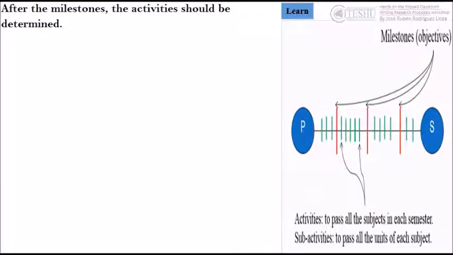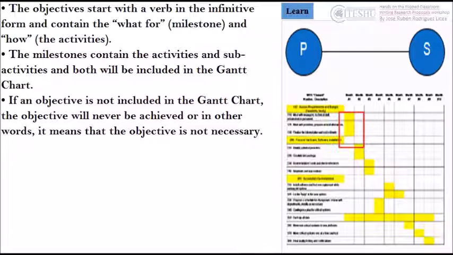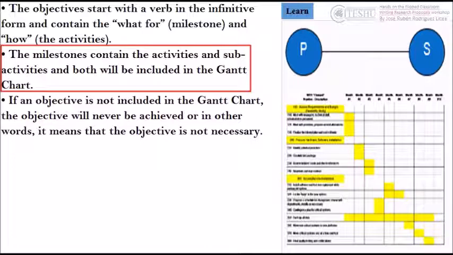After the milestones, the activities should be determined. The objectives start with a verb in the infinitive form and contain the what for, the milestone, and the how, the activities. The milestones contain the activities and sub-activities and both will be included in the Gantt chart. If an objective is not included in the Gantt chart, the objective will never be achieved, or in other words, it means that the objective is not necessary.